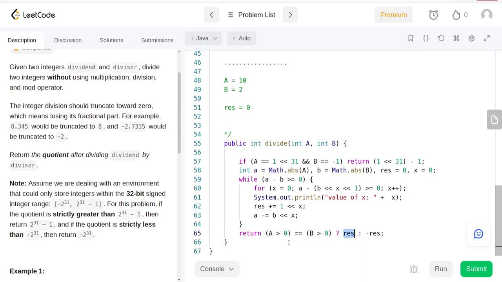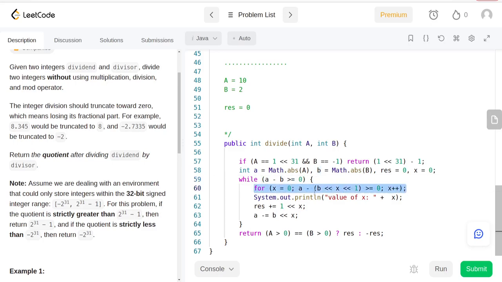If only one of them is negative, we're going to return a negative result. Other than that, all calculations are going to be done by taking the absolute values. So while a is greater than or equal to 0, as long as a is bigger than or equal to b, we're going to process that.